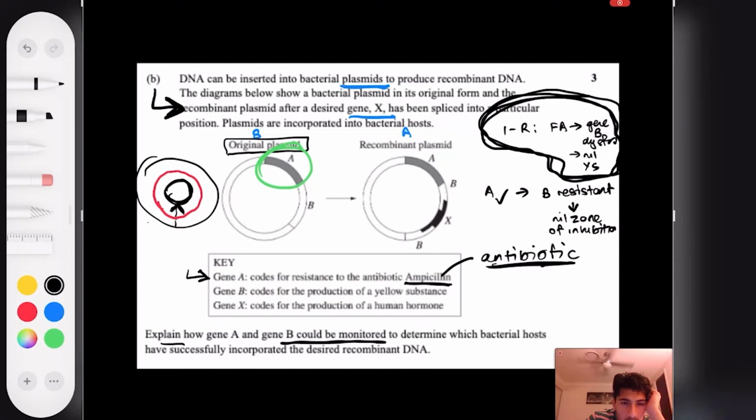It's been spliced in the right place, so it will probably be functional. Yes. Do you all realize the only thing that would cause gene B to be dysfunctional is the addition of gene X? So we actually know that gene X has been correctly inserted into the plasmid when gene B starts to become dysfunctional. Do you all realize that? Very important. That's why this whole question is written there for you. Good. So can you go over that again one more time?